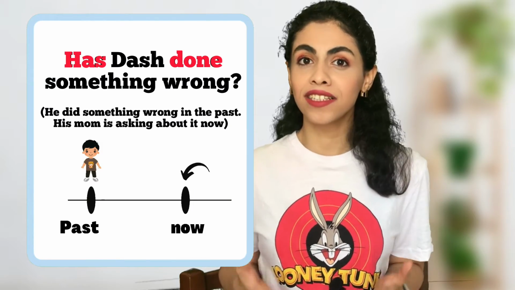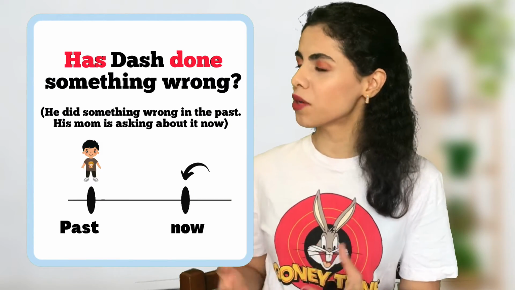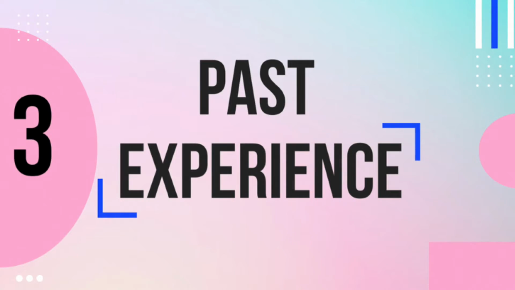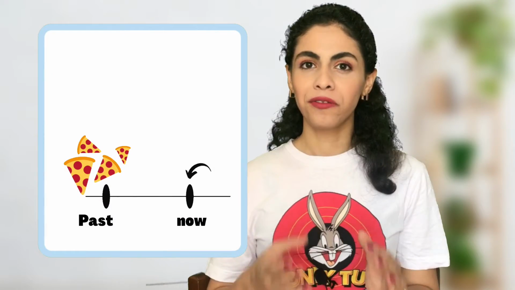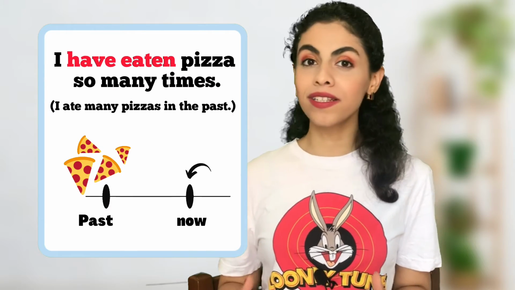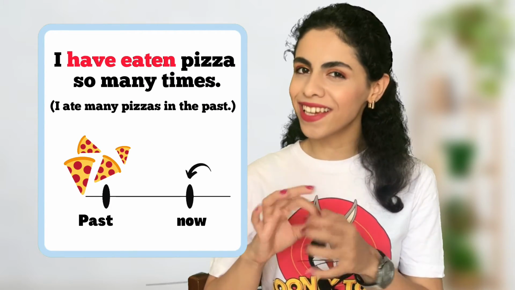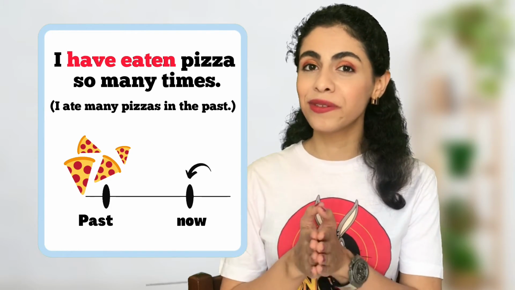It is exactly the question form of the present perfect. For an example, has he done something wrong? And the third way to use present perfect is when you want to show your past experiences. For an example, I have eaten pizza so many times. And again, as you can see, there is a link between the past and the present.